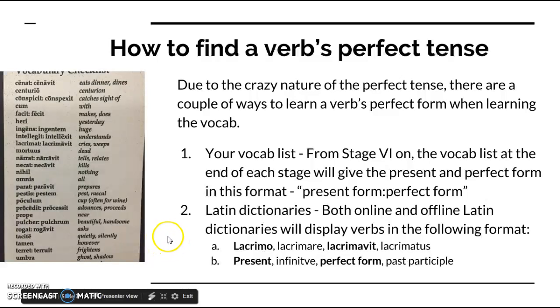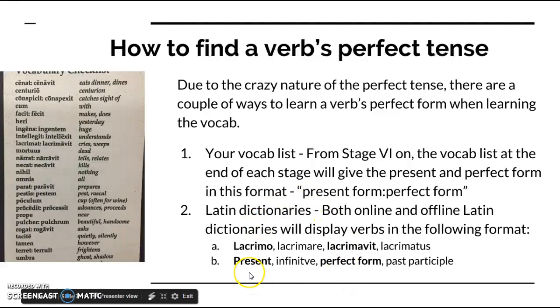And then the second way is in Latin dictionaries, both online and offline. They'll display verbs in a series in 4 different ways. They're called the 4 principal parts of the verb. You'll see this example here: lacrimo, lacrimare, lacrimavit, and lacrimatus. Only the first principal part and the third principal part are of any concern to us right now.